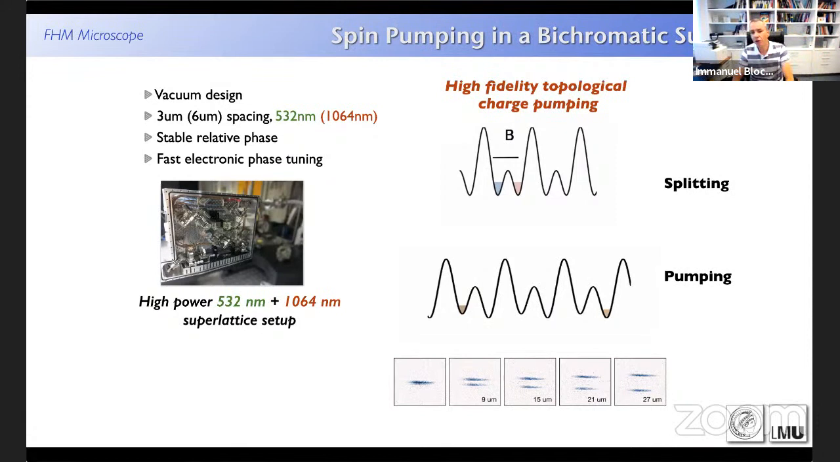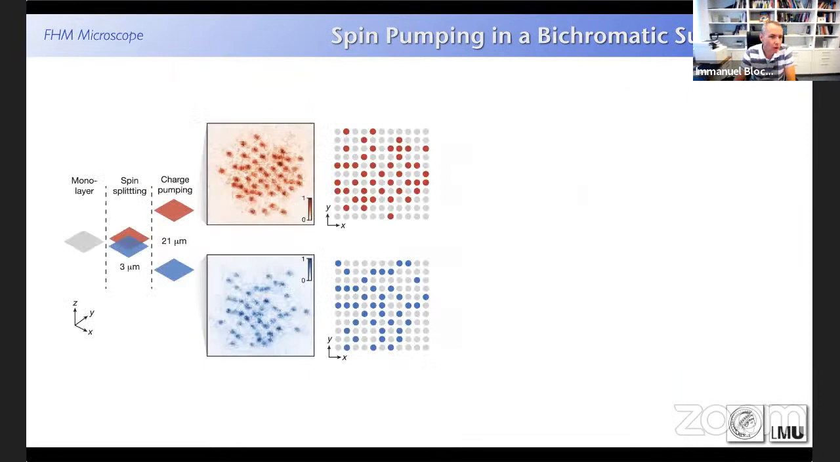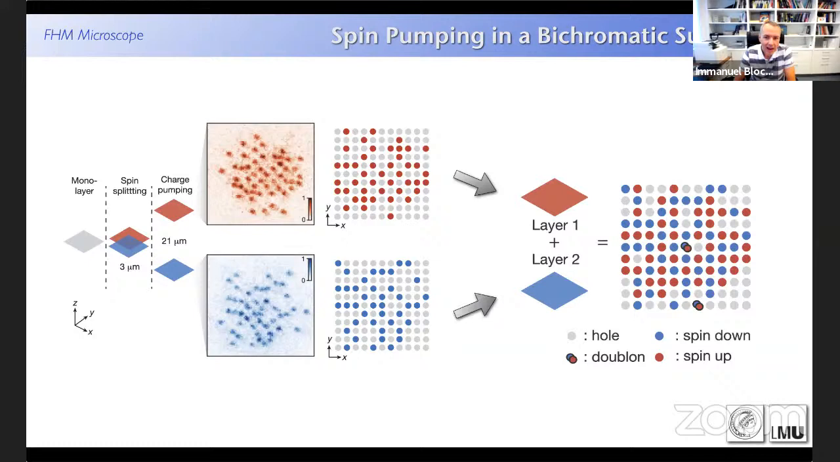So this works actually quite nice. So we have the monolayer, you split it, you charge pump it, and then you take the two photos like you see here, and you get the spin ups in the upper plane, the spin downs in the lower plane. And when you combine it, you get the original configuration of your single plane where you now know without doubt where the spin ups, downs, holes, doublons were. So you have full spin and charge resolution.